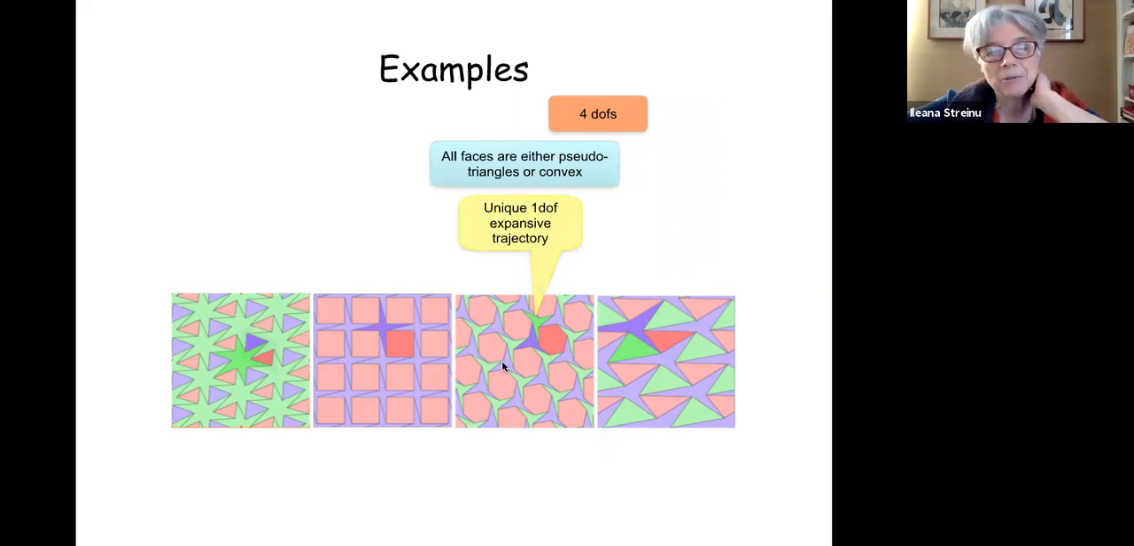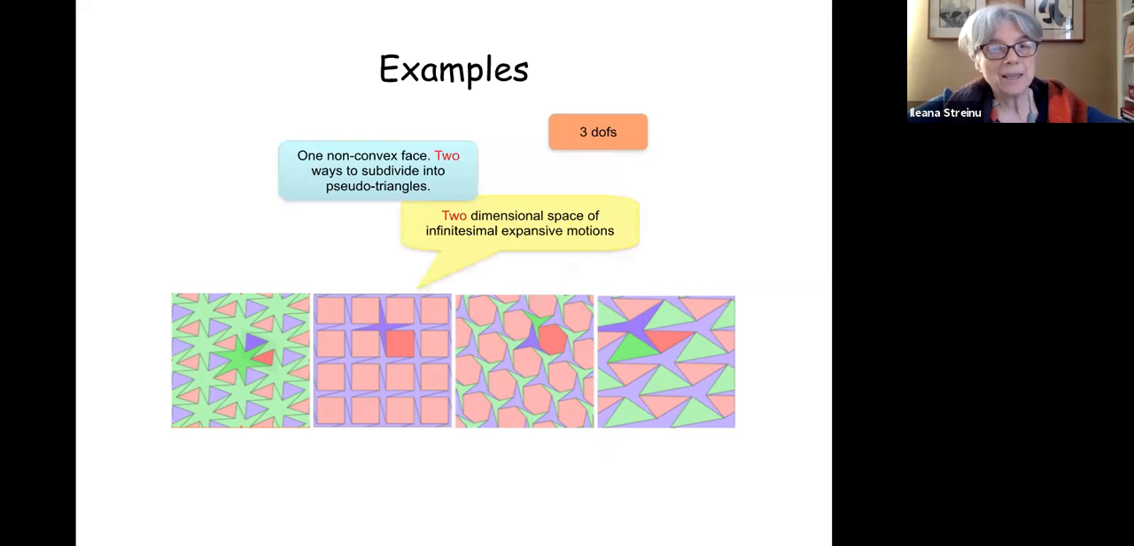So this one has 4 degrees of freedom because I have not braced the faces. If you brace the faces and you have these extra bars here, this actually would be a different beast, but without bracing the face, it has 4 degrees of freedom. Because the faces are convex, there are no expansive motions other than those that would keep the faces convex. The only way you can move it, keeping the faces rigid, would be this unique 1 degree of freedom expansive motion. But if you allow deformations of the faces, then you'll have more degrees of freedom.